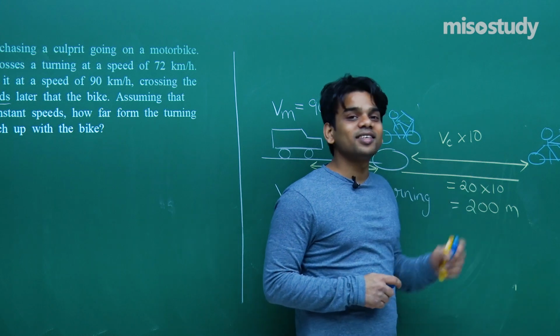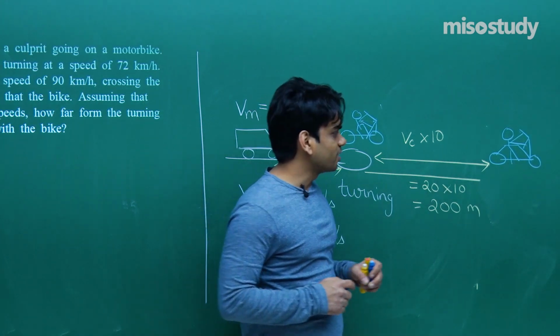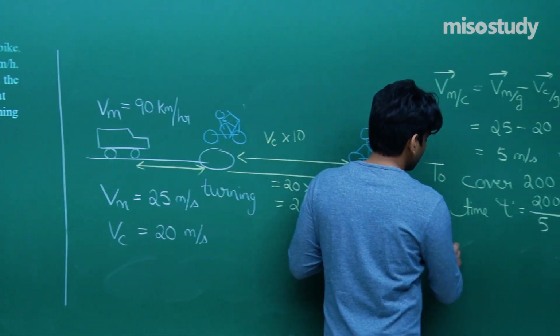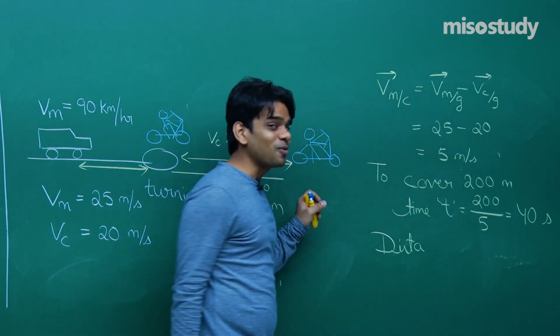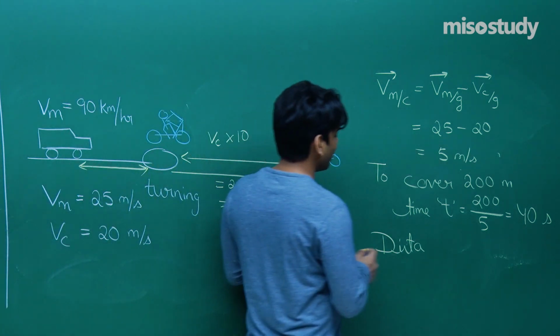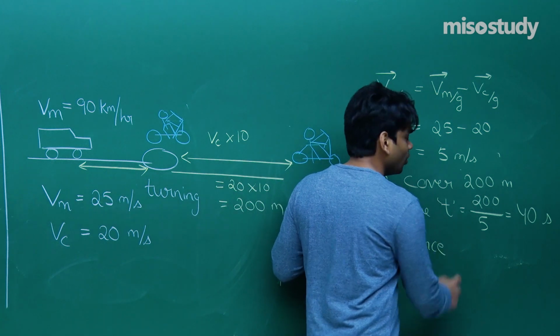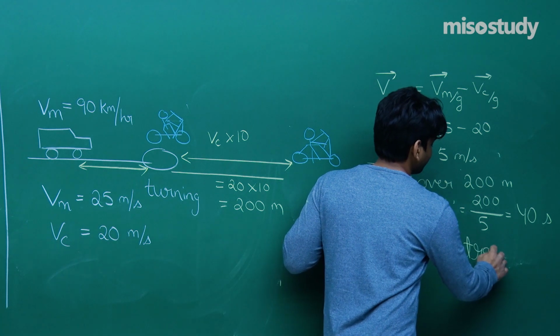In this 40 seconds, the actual distance traversed by the thief will be what? Let's see here, the actual distance traversed by thief. So distance traversed by thief in 40 seconds. Oh, I'm sorry, distance traveled by policeman, because the policeman is actually holding him from behind. So distance traveled by policeman, then only you can get the distance from the turning.